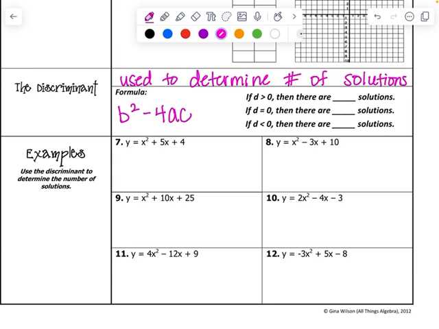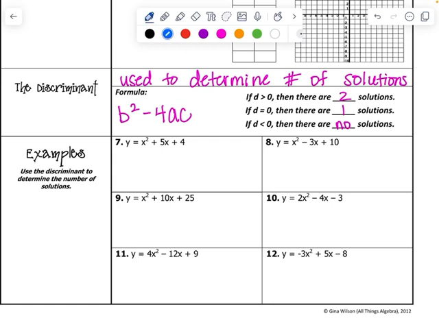This is called the discriminant, and this tells us, without having to graph it, how many solutions there's going to be. Okay, so if we find the discriminant and it is positive, that means there's going to be 2 solutions. We're going to hit the x-axis 2 times. If we find the discriminant and the discriminant is 0, that means our vertex is on the x-axis and there's only 1 solution. If the discriminant is negative, then we have no solutions.